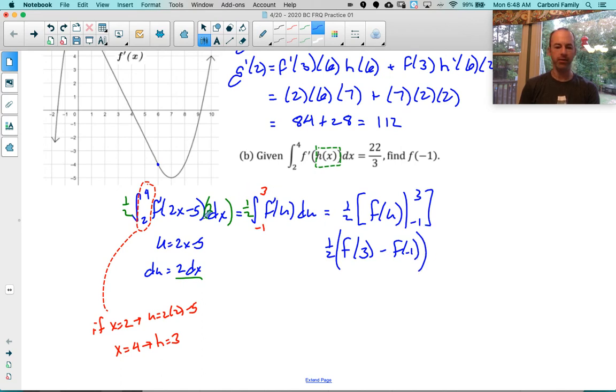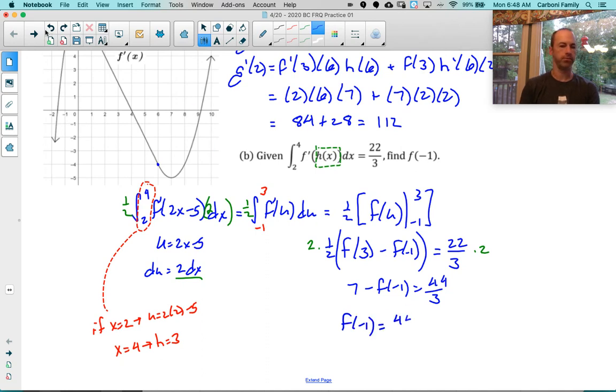And then they tell you that this answer should be 22/3. So now I can go ahead and put that 22/3 in here and plug in what I know. We know f of 3 is 7 because that was given. And I think I'm actually going to go ahead and multiply both sides by 2. So we have 7 minus f of -1 will give me 44/3. I'm going to double both sides, times 2 times 2. And then f of -1 would be 44.